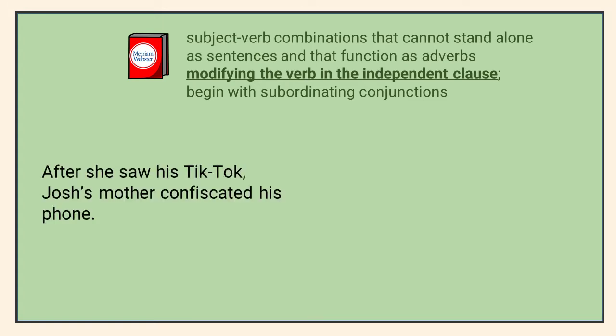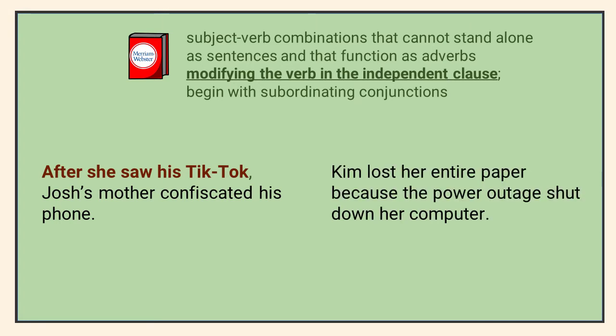In this sentence, the adverb clause comes at the beginning. It has a subject, she, it has a verb, saw, and it has a direct object, his TikTok. This group of words could stand alone as a sentence if after, a subordinating conjunction, wasn't present. After makes the clause dependent on the independent clause, and it explains when Josh's mother confiscated his phone. It modifies the verb. Therefore, this group of words meets all three requirements for an adverb clause. Read this second example and see if you can identify the independent clause and the adverb clause.